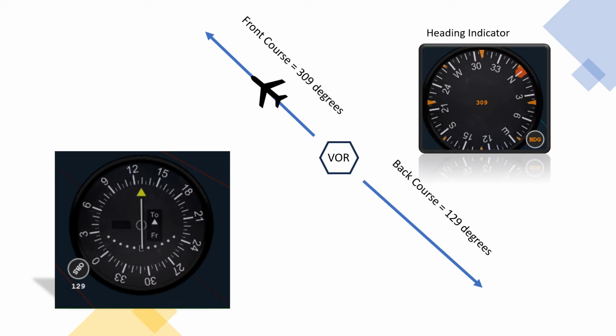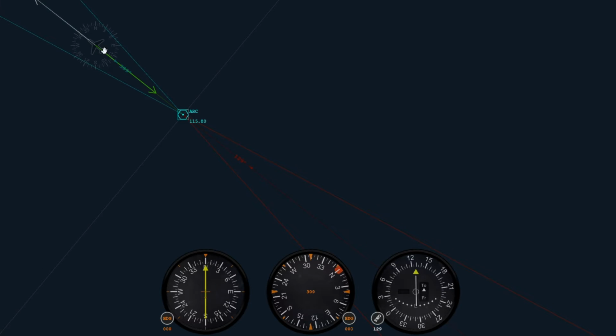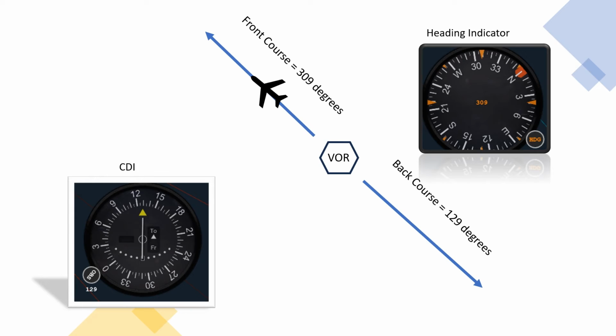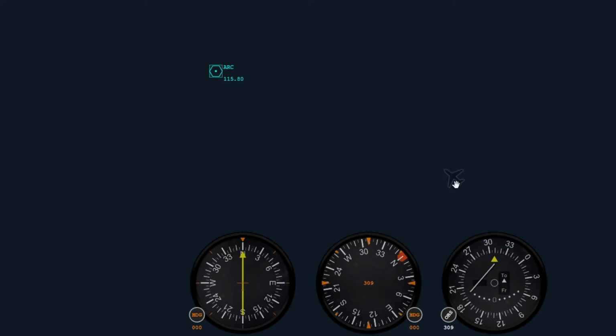If we didn't adjust the OBS to our front course of 309 degrees, then reverse sensing occurs, meaning we would need to fly away from the needle to stay on our intended course. If we turned our OBS knob to the front course of 309 degrees and were positioned to the southeast of the VOR as shown, then we would fly towards the needle to get back on our intended course.